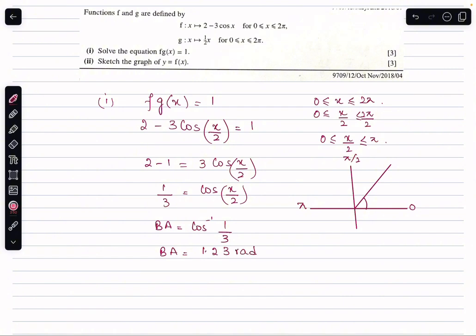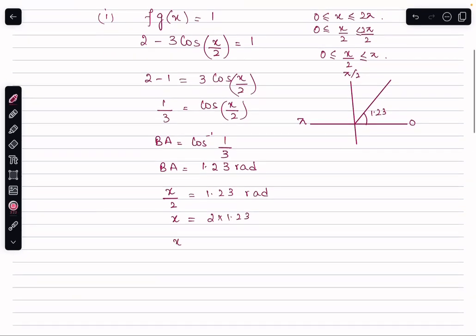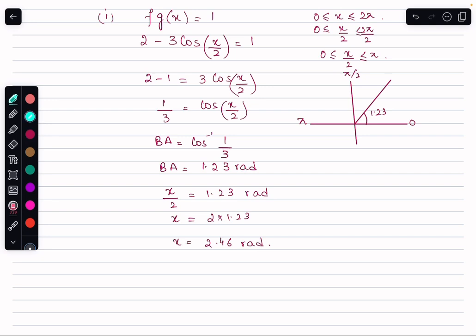So if this is 1.23 radian, I should say that the general angle is going to be x by 2, which equals 1.23 radian, or my x value here is going to be 2 times 1.23, and further I can say that this value here is going to be 2.46 radian. So this is then going to be the answer to this question here.